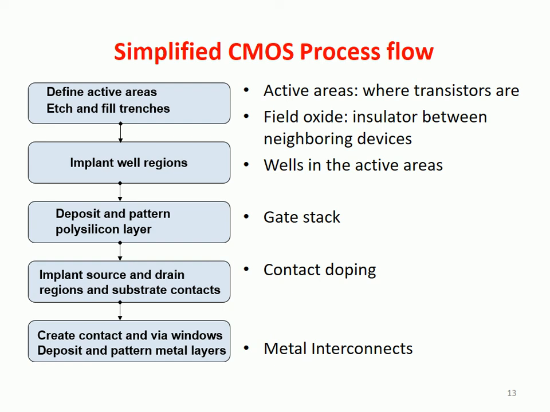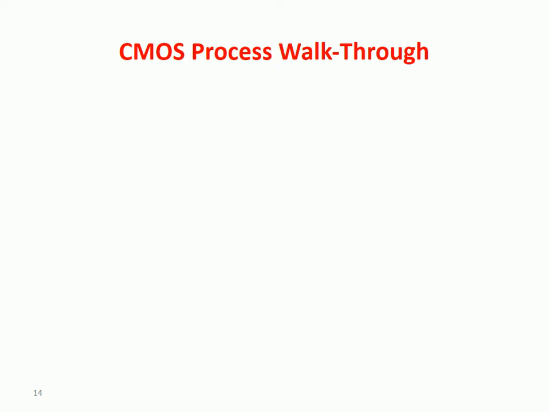Okay, now we will look at some pictures in order to follow the sequence. But first we have to separate the devices with the trenches, then well implant, then the gate stack, gate oxide and polysilicon layer, then after the gate stack, the source and drain implantation, and then the contacts for the metal regions. Okay, so let's repeat it with images.